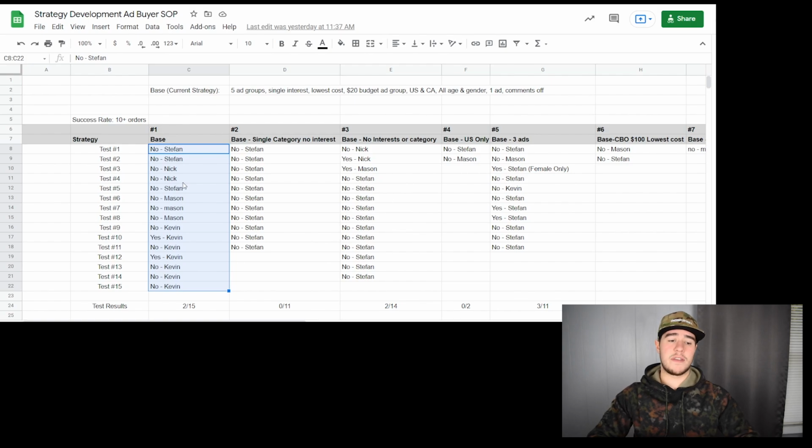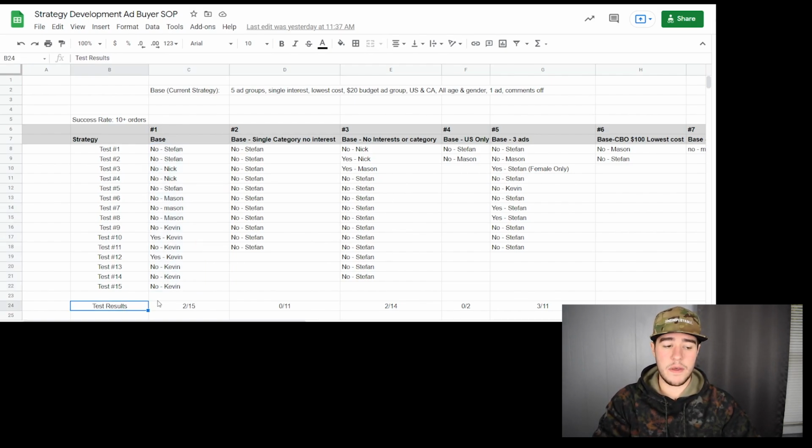But let's dive into this. Let's look at the results that we have here. So you can see that on the bottom of the chart, we have our test results. So once the full 15 is filled out, then we can look at how many winning products we were able to find based on 15 tests using this method.